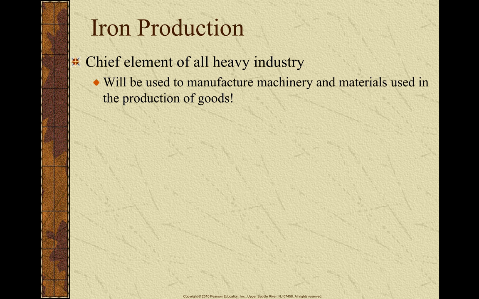Iron is going to be used to manufacture the machinery and materials made in the production of goods. We're going to stop seeing wooden boats. We're going to start seeing steam boats. We're going to stop seeing horse-drawn carriages. We're going to start seeing train tracks. Iron is going to be the material that defines the early Industrial Revolution.